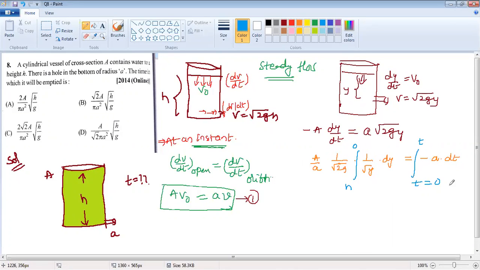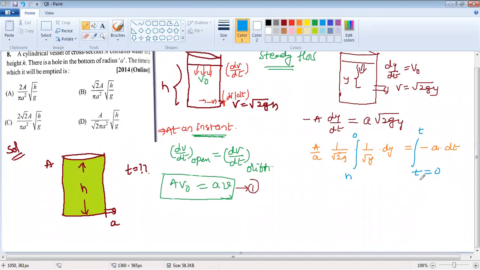Do you understand the point now? At t equal to 0, this becomes h, because from the free surface, when it completely drops, the height becomes 0. By integrating that, we will get the relation. So the time t to empty the tank is A by a into root over 2h by g. Just look: 1 by root y integration is 2 root y. So we can solve this.